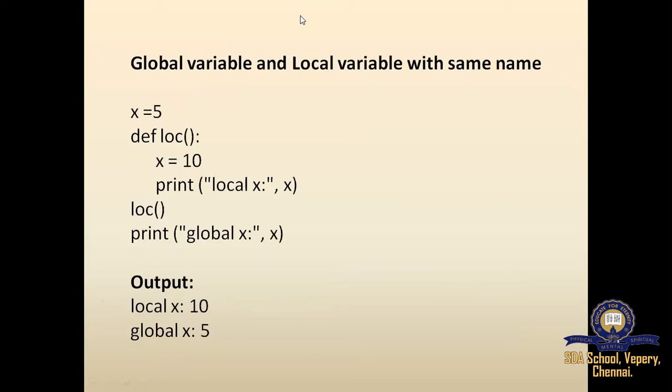Can a global variable and a local variable have the same name? Yes. Both a global variable and a local variable can have the same name. Here we can see the global variable name is x and the local variable name is x. Both have the same name. There is no issue in having the same name for both a global and a local variable.